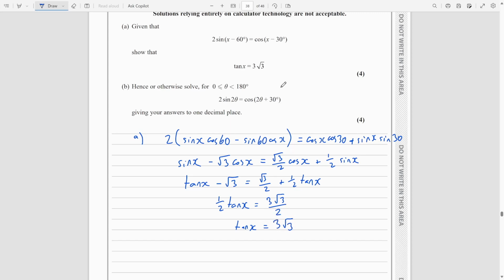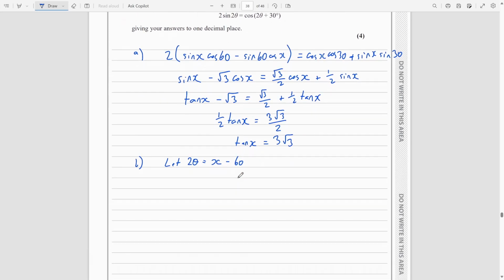Hence or otherwise, solve this equation here. So, what's the connection between this? Well, the connection is that if 2 theta is x minus 60, then 2 theta plus 30 is x minus 30. Notice that what's in the bracket over here is precisely what's in the bracket here plus 30. So all we need to do is let 2 theta equal x minus 60.